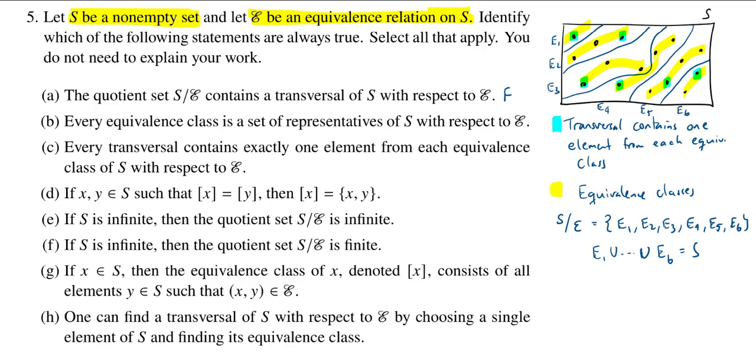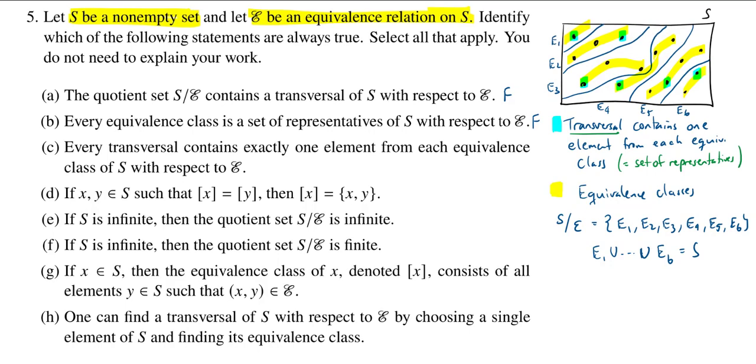All right, how about B? Every equivalence class is a set of representatives of S with respect to E. So what is a set of representatives? Actually, a set of representatives is just another name for transversal. So if we're saying every equivalence class, like E1, is a set of representatives, no. A set of representatives would be a transversal. That would be a set where you take one from each. So this statement is also false.